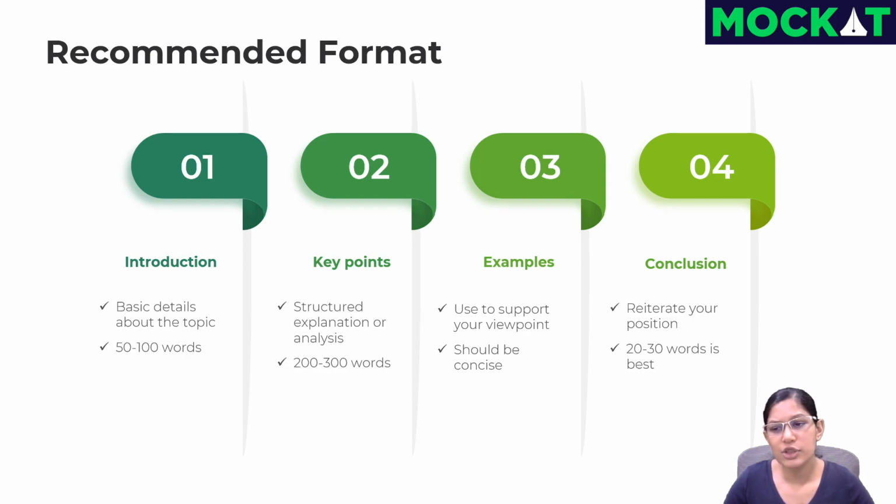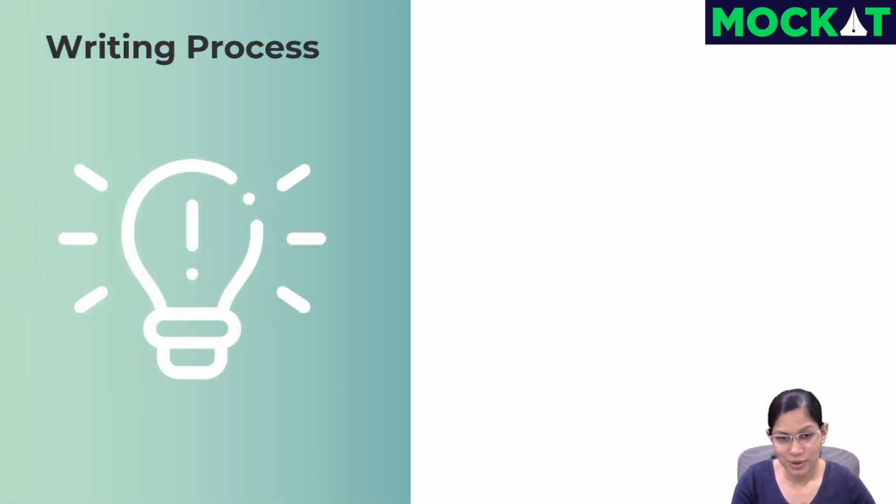A short conclusion, 20 to 30 words works best. It will also depend on how many words you've used for the introduction and the key points. Make sure that you have some conclusion so that it's a strong ending as well. So your introduction, your key points, and your conclusion is the structure that you're going for. Now let's look at how you would write it out.